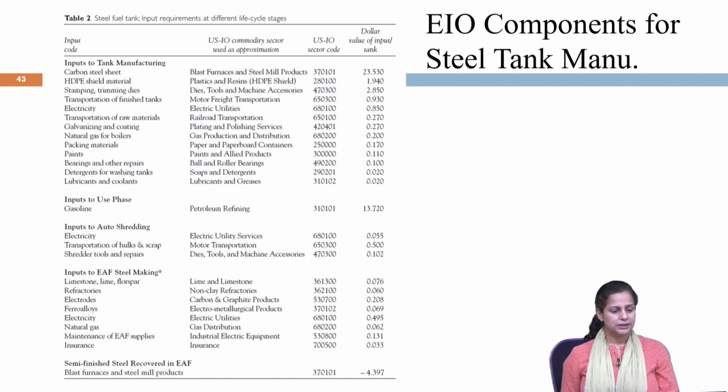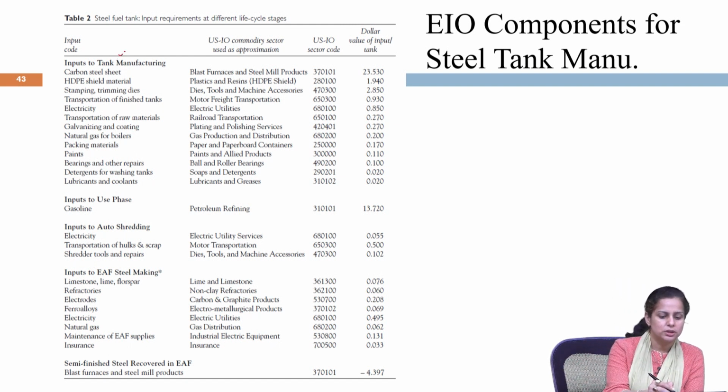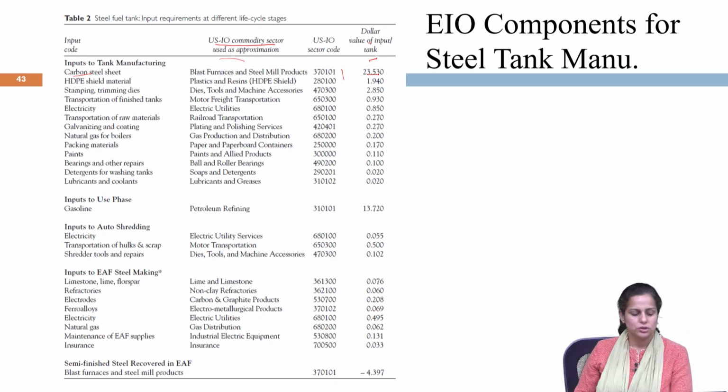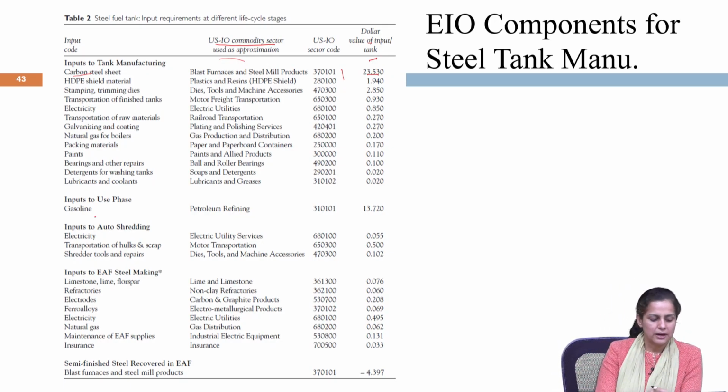So, here is how the data looks. You can see the inputs to the tank manufacturing, and then they mapped that input to the US IO commodity sector and then looked at the IO sector, and each of the input amounts was calculated into dollar value of input per tank. So, if you are manufacturing per unit tank, how much is the dollar input? You can see that for steel we have carbon steel sheet of about $23 per unit, and then they also have inputs to the use phase, the gasoline that is being modeled as petroleum refining in the economy, and you have the total amount of input that you need.